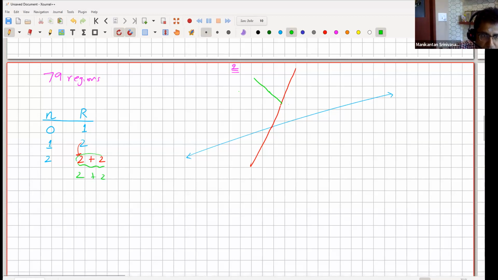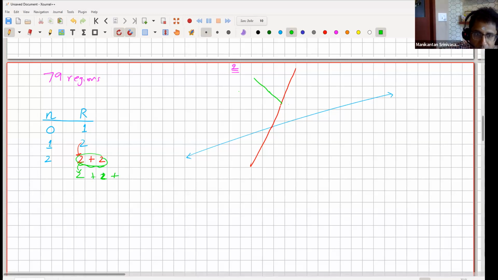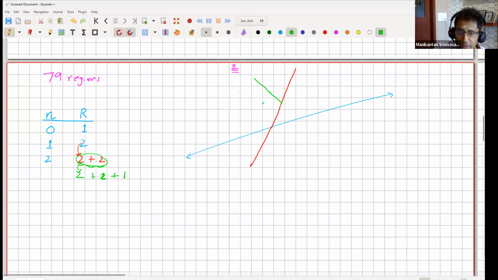Essentially, I'm copying this, right? Now I'm going to add extra. So how many extra? Once it touches the red line, a new region gets created. The 2 plus 2 already existed. This region got split into 2 regions, which means additionally one more region got created once it touched the red line. Similarly, it keeps going.